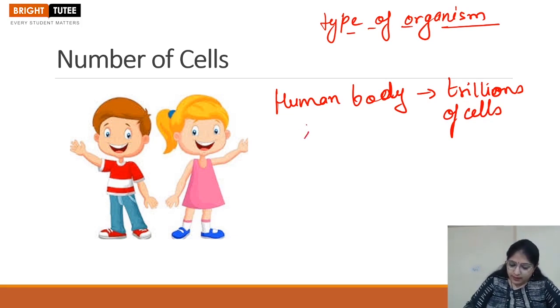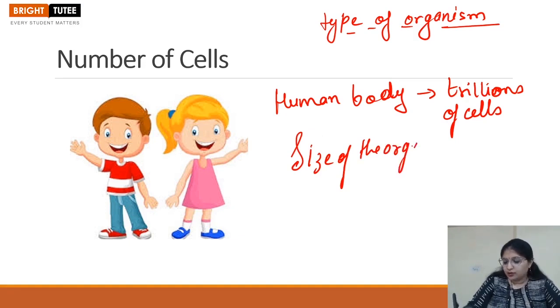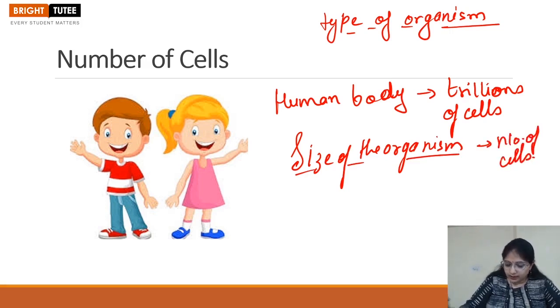So basically the size of the organism also influences the number of cells. The different groups of cells that are present perform different functions. Not all the cells perform the same function, because the shape and size of the cell also varies, which we will study later. For now, let's understand that different groups of cells perform varied functions.